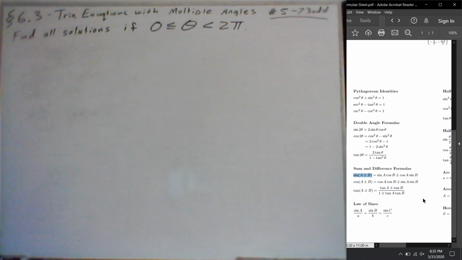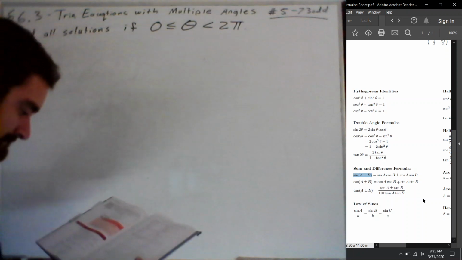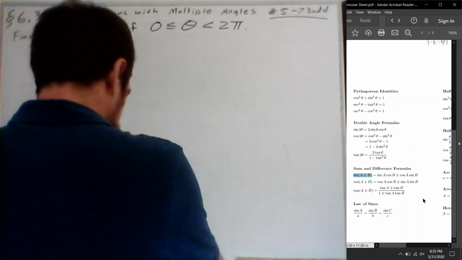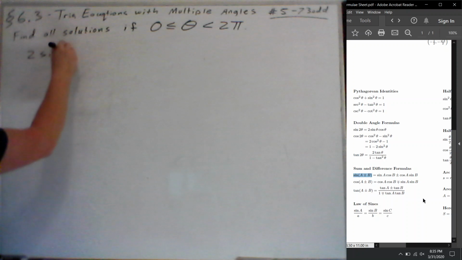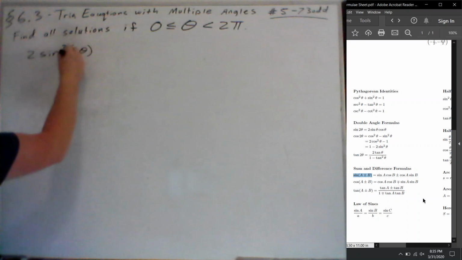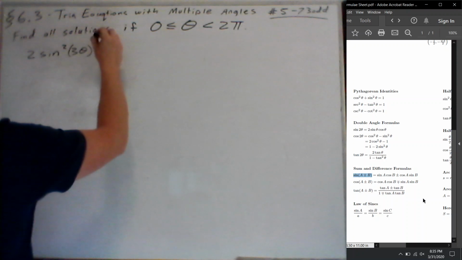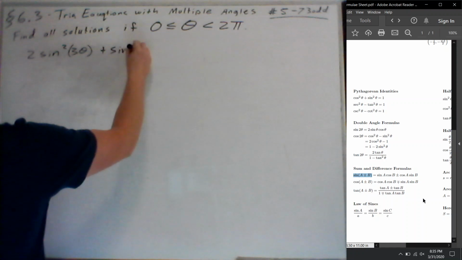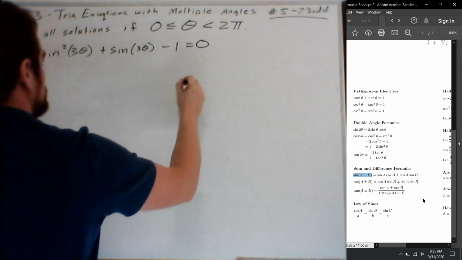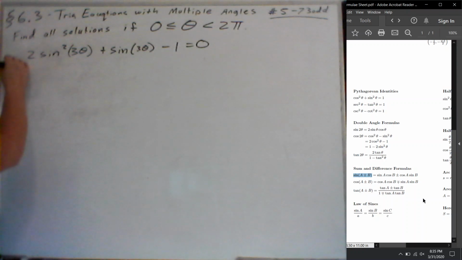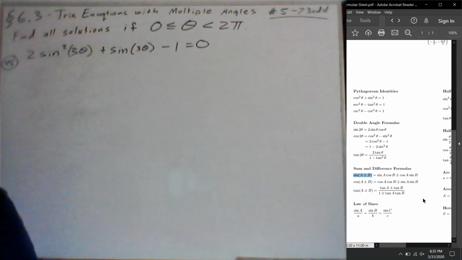And let's pick on 2 times sine squared of 3 theta plus sine of 3 theta minus 1 equal to 0. I am actually pulling this out of number 45 in the textbook, but technically 45 asks for degrees in the directions. I just want to do one more radian, so I'm going to switch that back up.